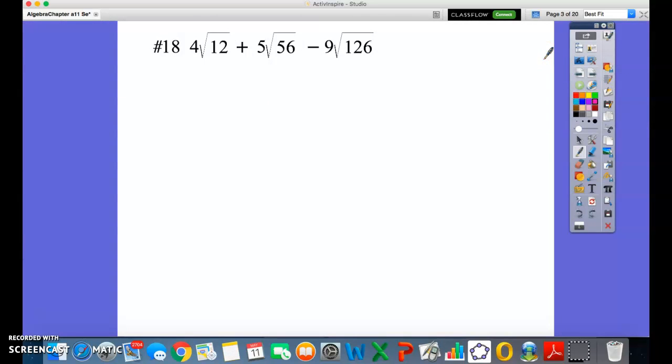Now this is actually 112. They made a mistake, so this is 112. 4 times square root of 112 plus 5 square root of 56 minus 9 square root of 126. So you pause the video and then check your work.